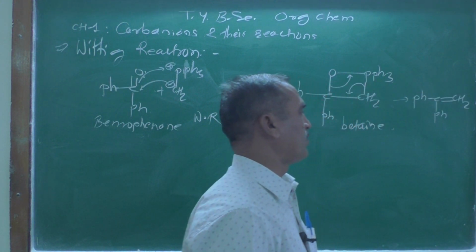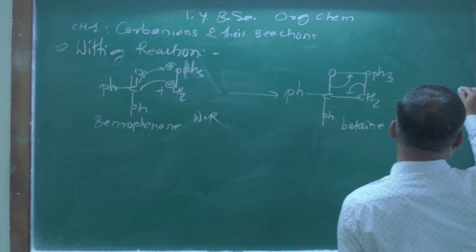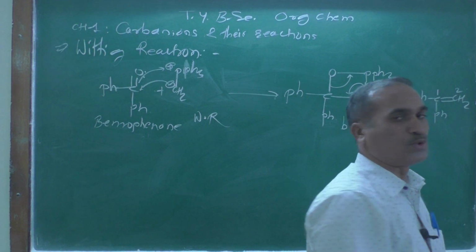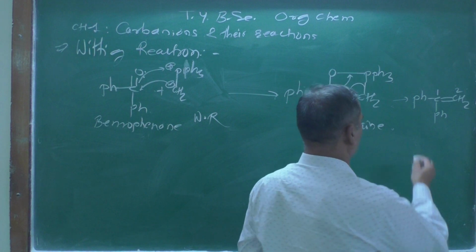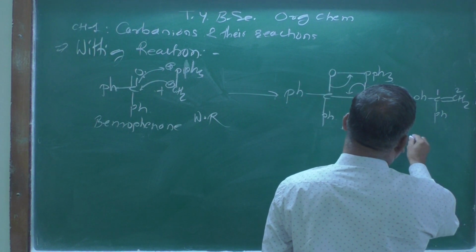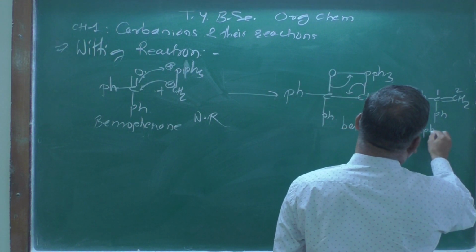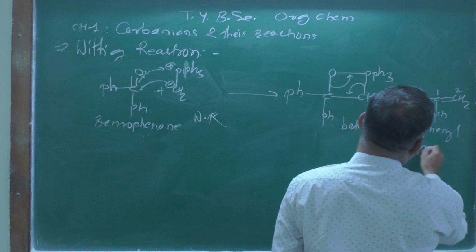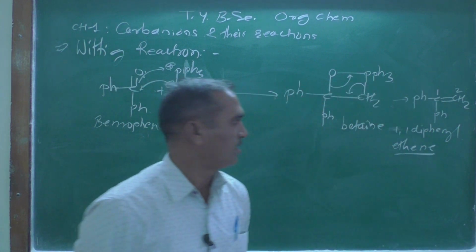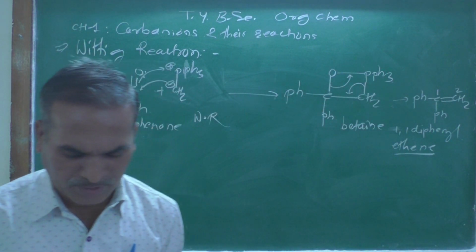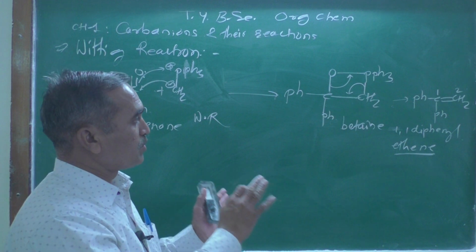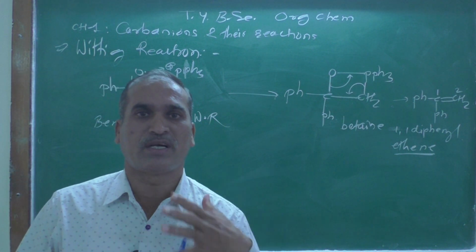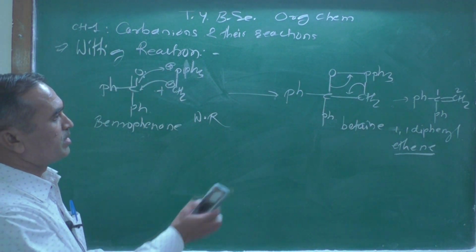What will be the name of this compound? At one position there are two phenyl groups, and therefore we can call it 1,1-diphenylethylene, or you can call it 1,1-diphenylethene. So this is the IUPAC name of this compound, and by using this Wittig reagent we can prepare a number of organic compounds.